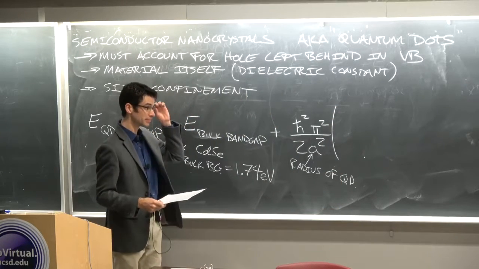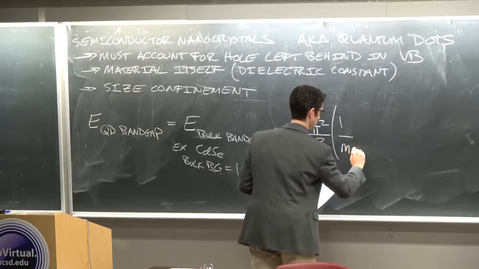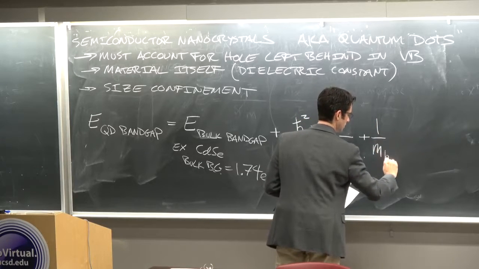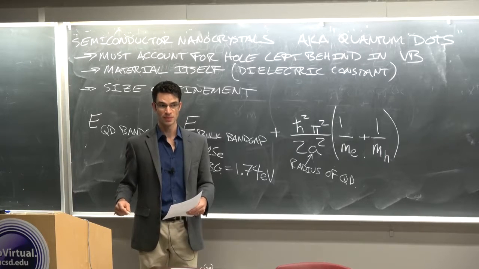reduced mass of the mass of the electron plus 1 over the mass of the hole.